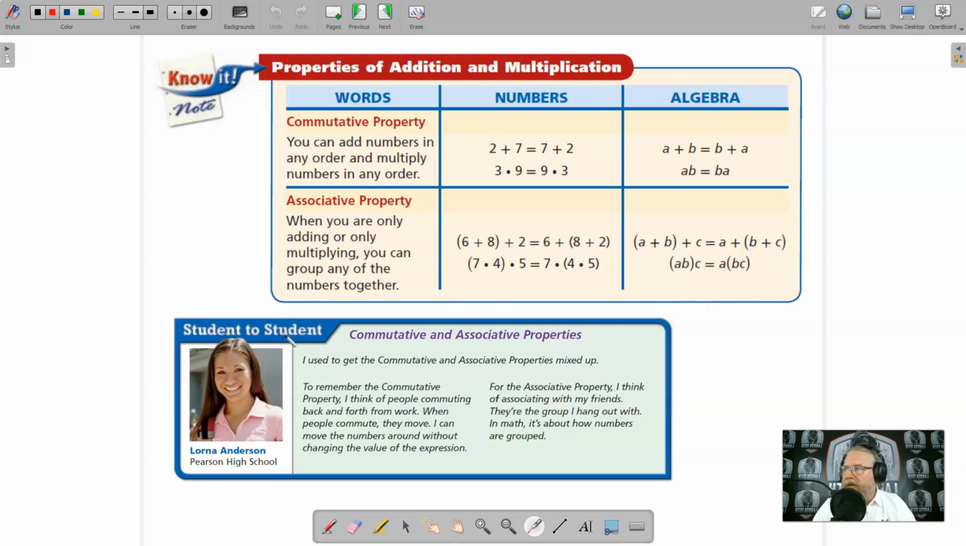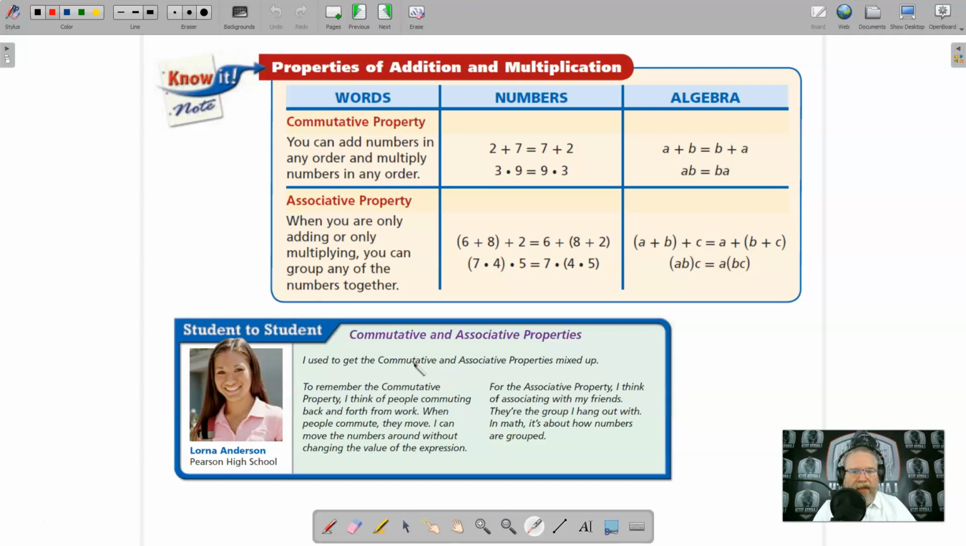So, student to student, here's Lorna Anderson. She goes to Pearson High School. She's talking about the commutative and the associative properties. She says, I used to get the commutative and associative properties mixed up. To remember the commutative property, she thinks of people commuting back and forth from work. When people commute, they move. I can move the numbers around without changing the value of the expression. So the key phrase is, for commutative property, whenever we go from one place to the other, we commute.